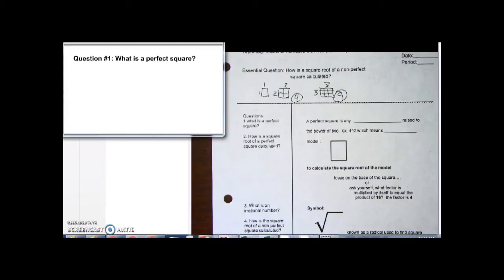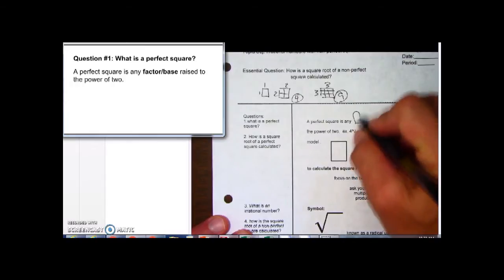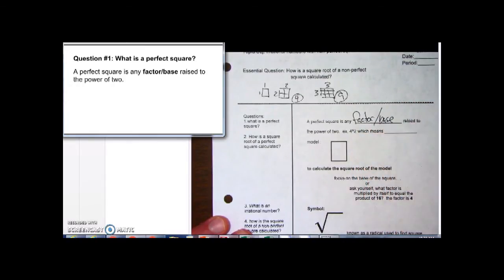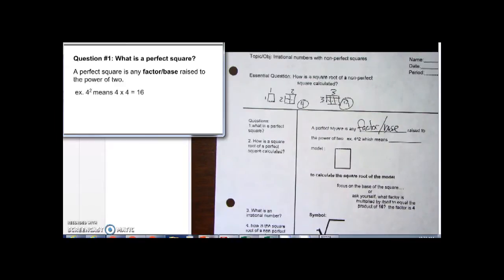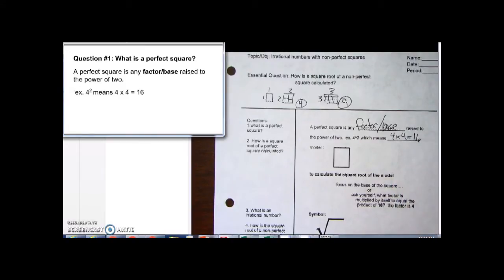Okay, question number 1, what's a perfect square? A perfect square is any factor or base. Remember, we call that large number at the bottom the base, raised to the power of 2. That's what it means to be squared. It's the same number times itself. Okay? So example, 4 squared means 4 times 4, or 16.